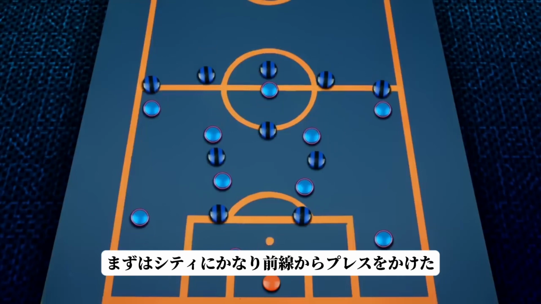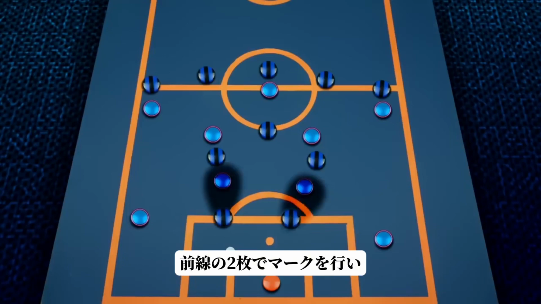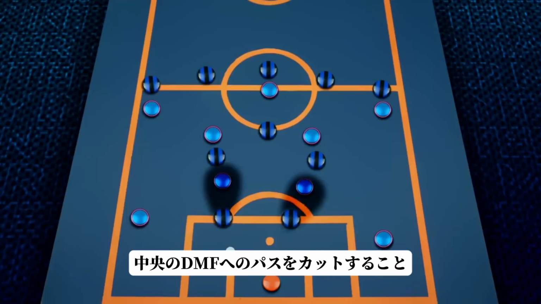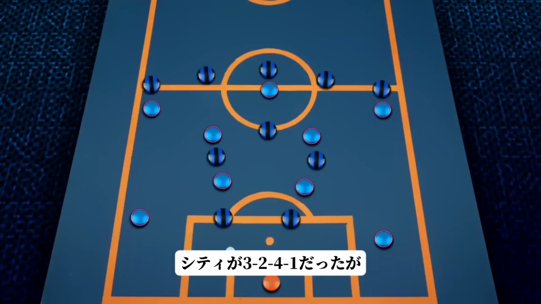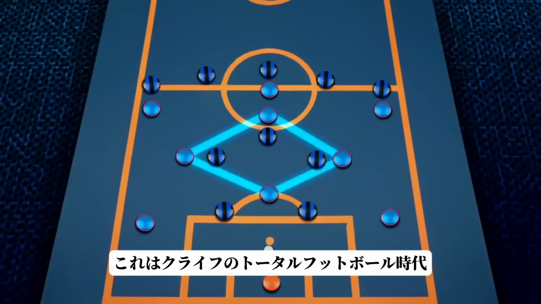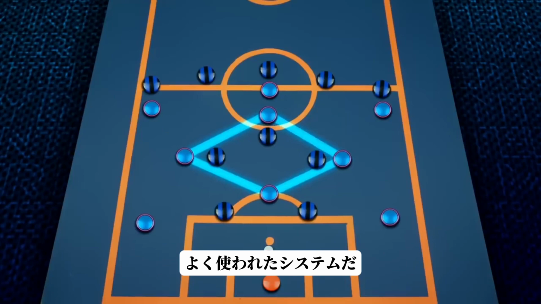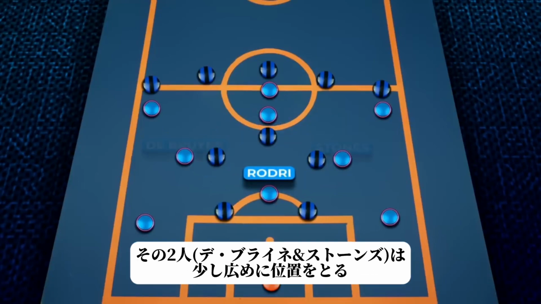First, they did look to press Man City high up the pitch, with the initial idea from Inter being to block off the central passes into the two pivots, which were shadow marked by the strikers. However, one rotation forced Inter to adapt their positioning. While City lined up as a 3-2-4-1, it instantly transformed into a 3-4-3 diamond, the iconic system used in Cruyff's total football.